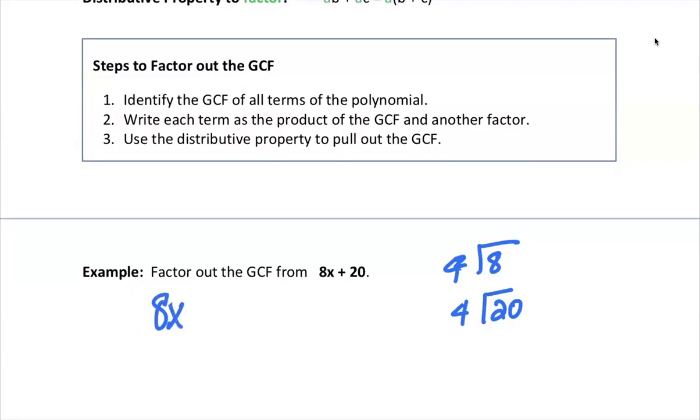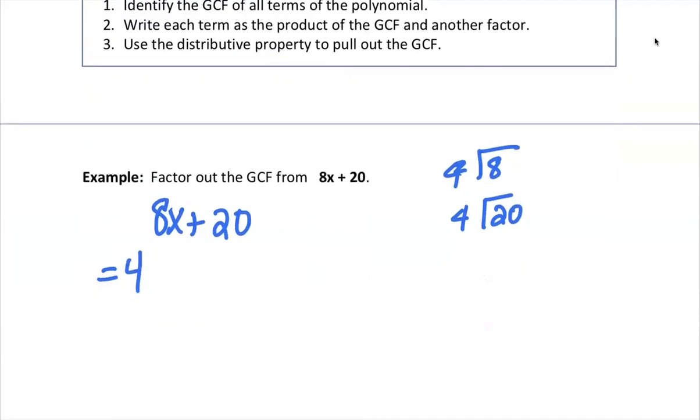So we're taking 8x plus 20, and we're going to factor it. So I'm going to write the GCF right here. And then I'm going to open up a set of parentheses, and we're going to write what it would have looked like before the 4 got distributed. So 4 times what would have given us this 8x term? It would have needed to be 4 times 2x, because 4 times 2x would give us 8x, and that's what we have right there.